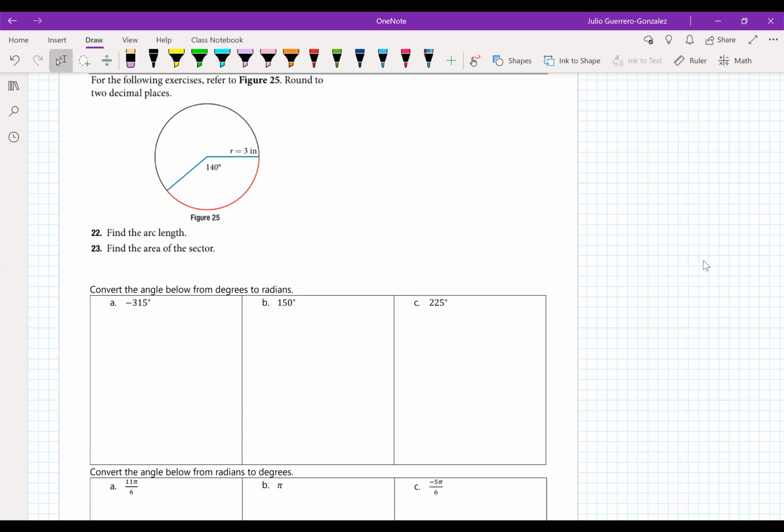So how would we find the radian for 140 degrees? Right, so how would you do it? If you want to convert from degrees to radians, what do you do? We're just multiplying by pi over 180. That's it. Degrees to radians. Oh, okay.